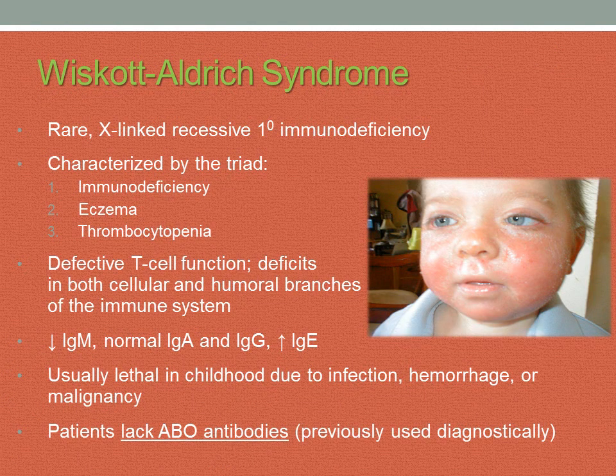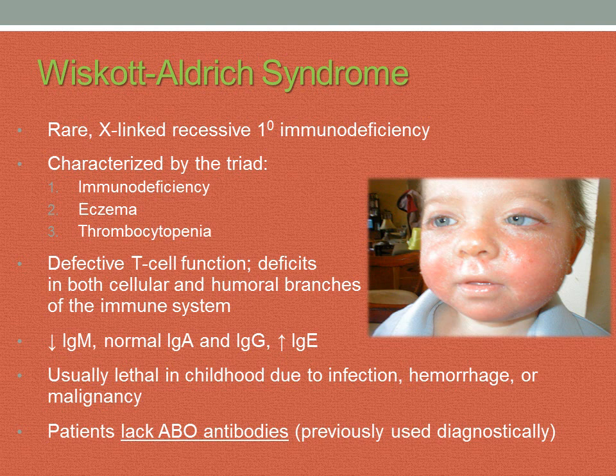Wiskott-Aldrich syndrome is a rare X-linked recessive primary immunodeficiency. It's characterized by the triad of the immunodeficiency plus eczema plus thrombocytopenia. It has defective T cell function, and so when the T cells aren't working, you end up with deficits or problems in both cellular and humoral branches of the immune system.